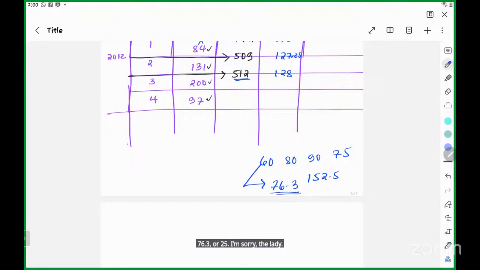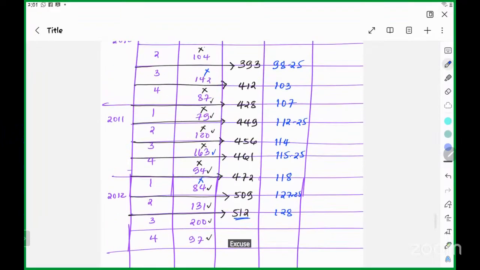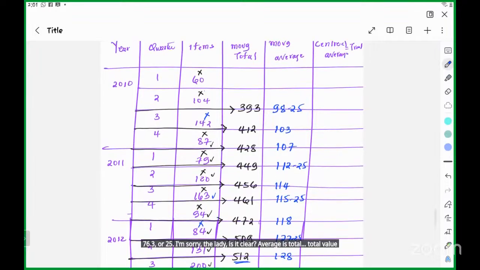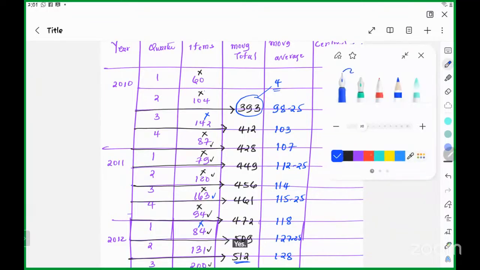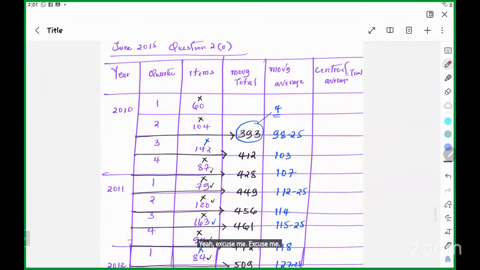Is it clear? Yes. Her average is total value over number of items. Is it okay? So to get 393, we added 4 items. So to get its average, we divide by 4. Does it make sense now? Yes. Okay, perfect. Now, guys, when we talk, yes, please.